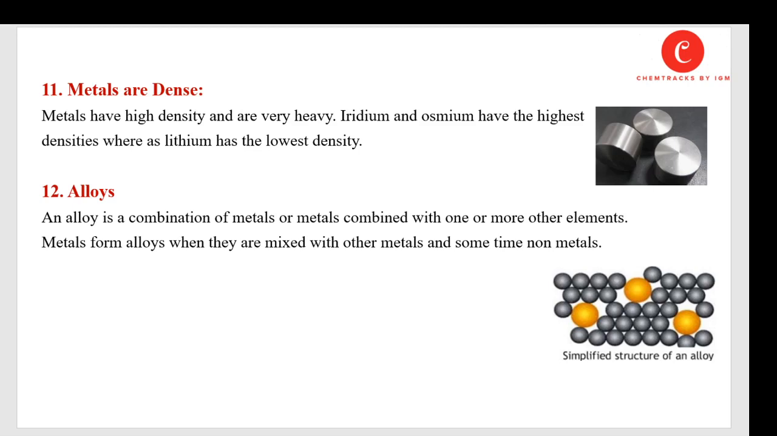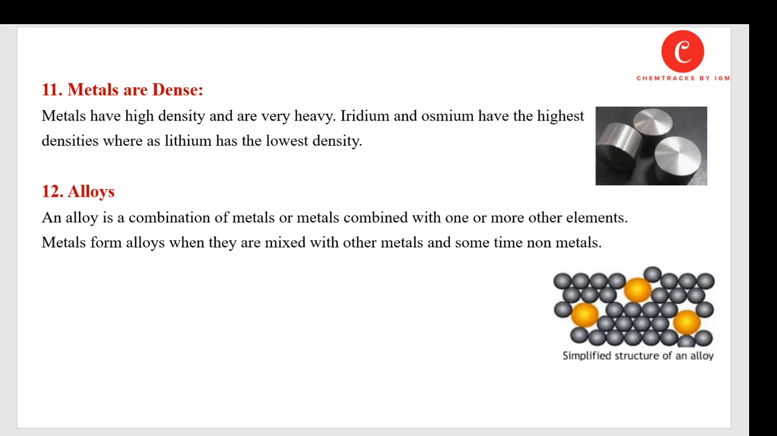There is another very attractive feature of metals, that is alloy formation. An alloy is a combination of a metal or metals combined with one or more other elements. Maybe they can combine with other metals, or in some cases metals are also combined with a non-metal to form an alloy. Metals form alloys when they are mixed with other metals and sometimes non-metals.